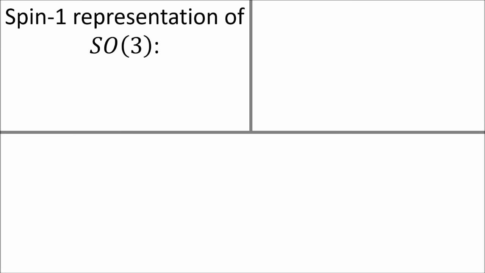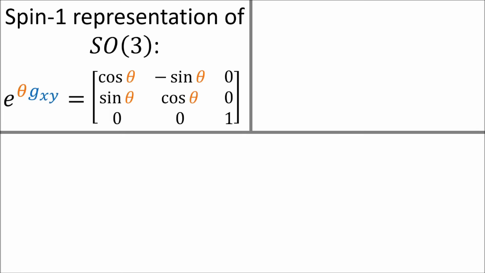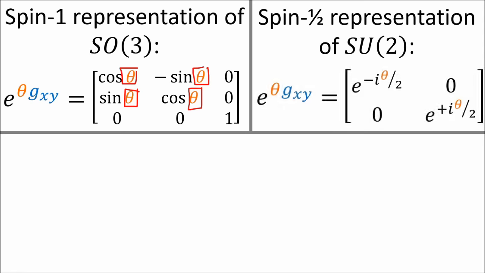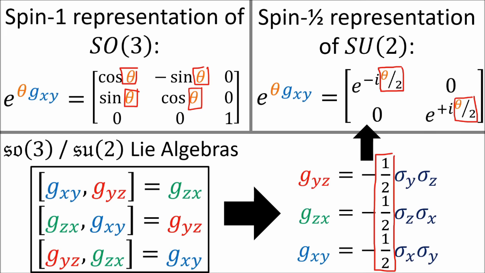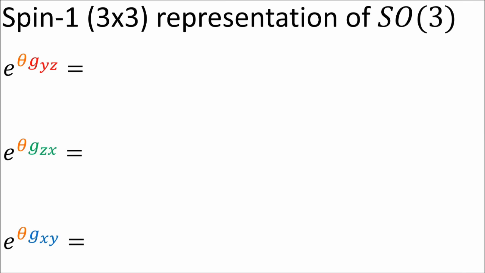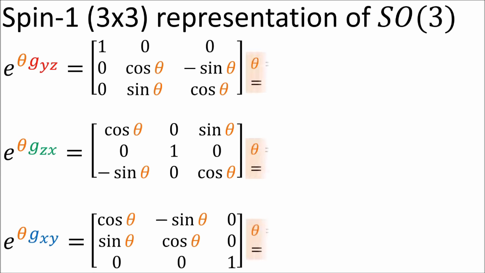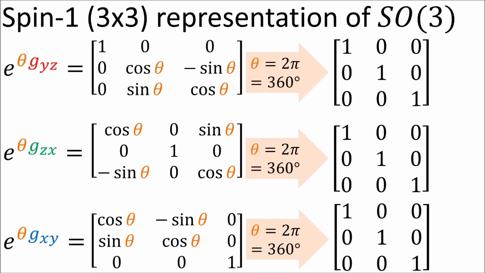So, something worth noting here is that our SO3 rotation matrices on vectors rotate using angles of theta, but the corresponding SU2 matrices rotate with angles of theta over 2. The factor of 1/2 comes from the 1/2 in the SU2 Lie algebra generators. We needed this factor of 1/2 to make sure the SO3 and SU2 Lie algebra commutation relations were the same. In the case of SO3 rotation matrices, if we rotate by an angle of 2 pi, we just get the identity matrix. This means that if we rotate a vector by 2 pi, the vector doesn't change, which is what we expect.